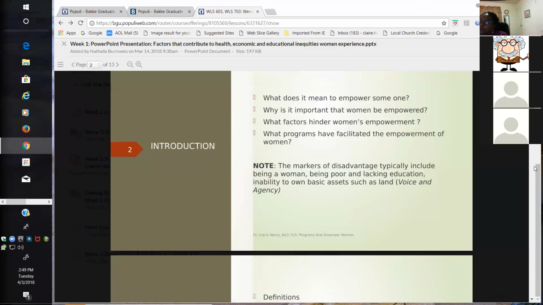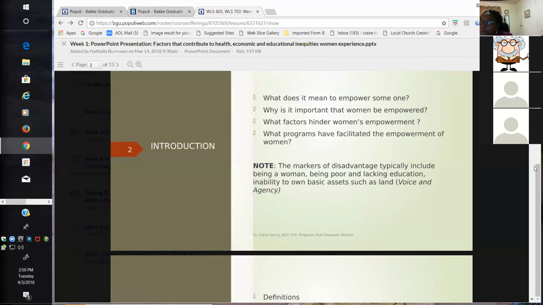So what are some of the factors that hinder women's empowerment? Lack of education. Yes, education is one major factor. It's not the only one. But what else can we identify in that package of factors that hinder women's empowerment? Lack of self-esteem. Okay, that's psychological. So we could say educational factor, psychological factor. What else?